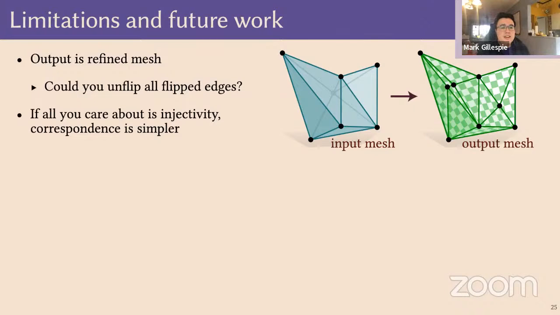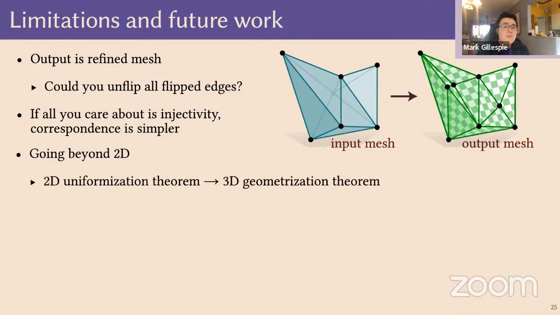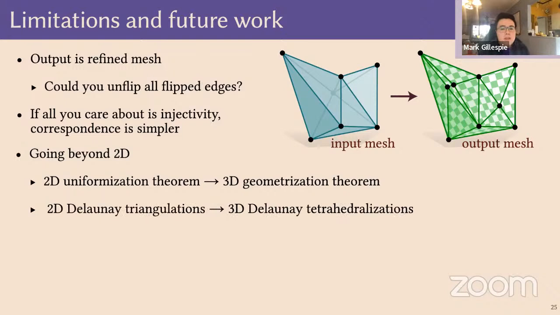And lastly, and much more speculatively, it would be interesting to work on expanding this story into higher dimensions. The smooth 2D uniformization theorem has a 3D cousin called the geometrization theorem. However, the geometrization theorem is far more complicated, and mathematical work on a discrete version is only just beginning. Among the many difficulties involved in moving from 2D to 3D is the fact that intrinsic Delaunay triangulations, an essential tool in both the theory of discrete uniformization and our algorithm, become much more complicated in three dimensions.